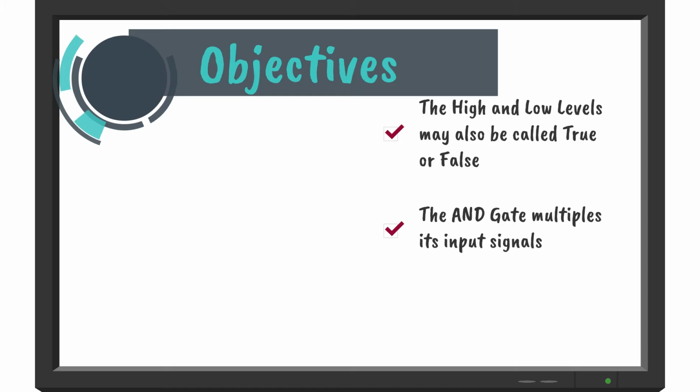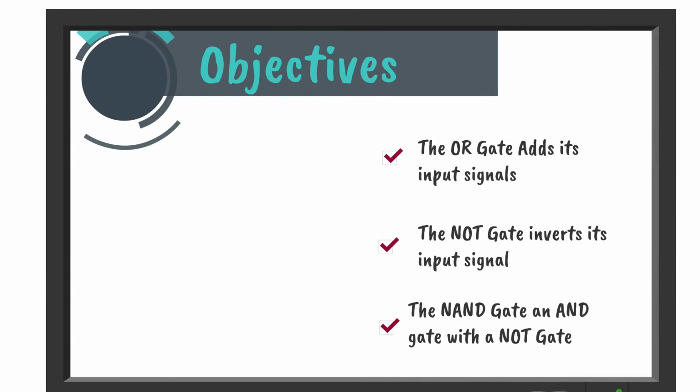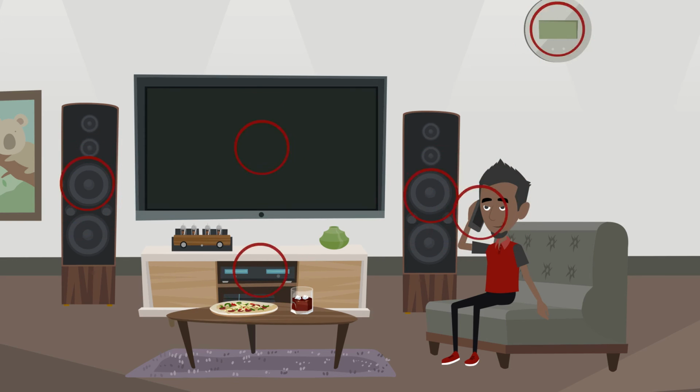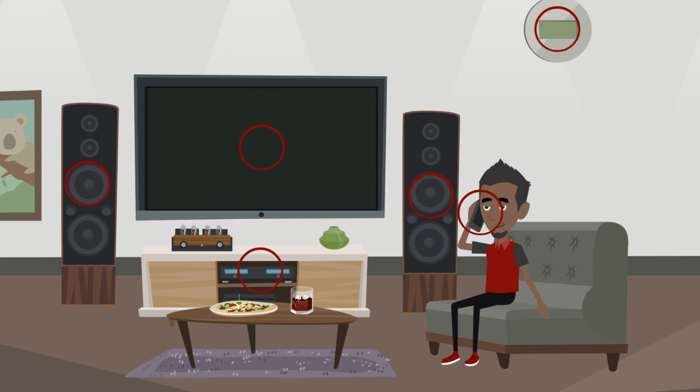Two possibilities only. The AND gate multiplies its input signals. The OR gate adds its input signals together. The NOT gate inverts its input signal, and the NAND gate is basically an AND gate with a NOT gate at its output. Now, look around you and tell me what appliances you're seeing and whether or not you think that digital electronics is used in their operation.